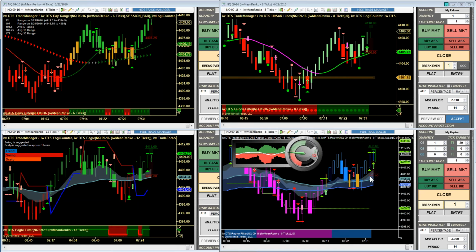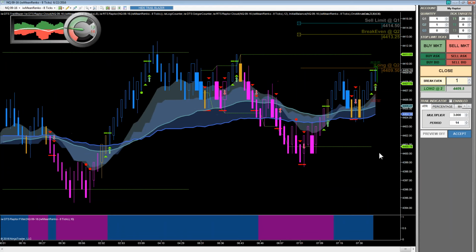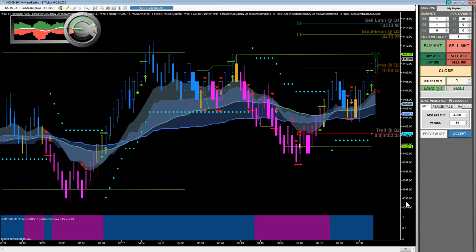All right, what do we got here? Oh, we actually have a cloud crossover here on the Raptor. Now, I told you that you can also just hit your buy market button, right? You can hit your buy market. You automatically get your profit targets, your break-even trigger. That's on the Trailblazer now. The Trade Manager, remember, has that built-in risk component. So we'll get a stop in play here as well.